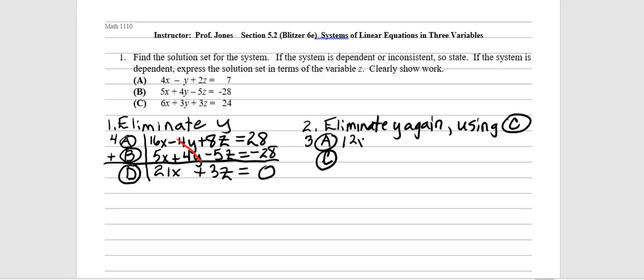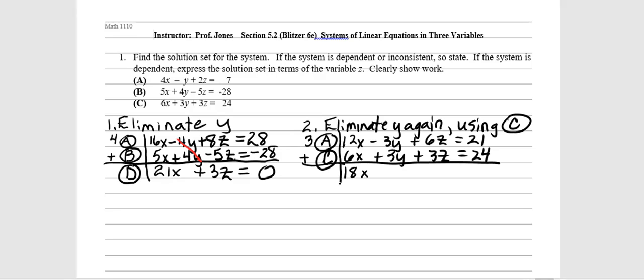So I have 12x minus 3y plus 6z equals 21, plus 6x plus 3y plus 3z equals 24. So this is now going to give me 18x, the y terms cancel out, plus 9z equals 45. And I'm going to call this equation E.